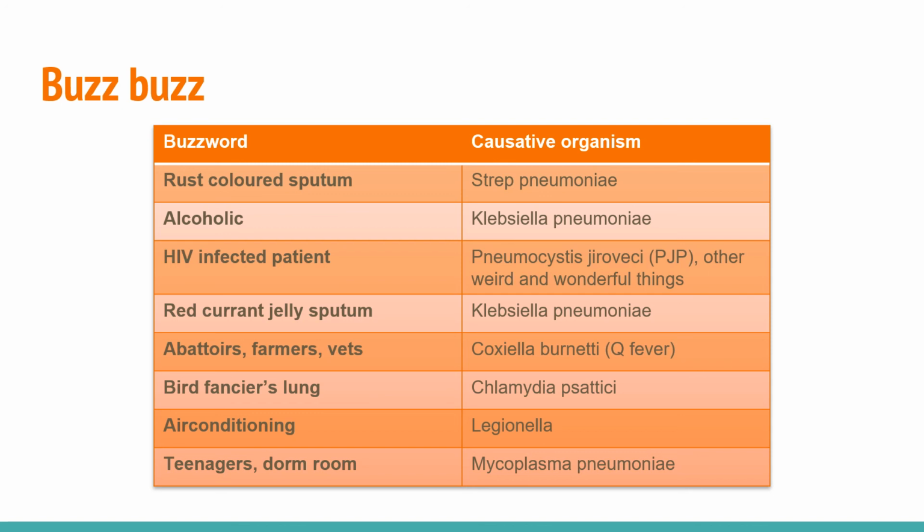So you're already thinking about a question for that. It could be, you know, a 50-year-old man who's a known alcoholic comes into the GP. He's got some aches and pains, and he's coughing up sputum that looks a bit red, like jelly. What's the causative organism? Klebsiella. Abattoirs, farmers and vets, so that's your Coxiella burnetii, that's Q fever. Bird fancier's lung is Chlamydia psittaci. I think I spelled that wrong, the A and I are around the wrong way.